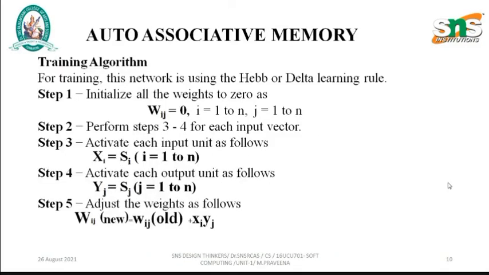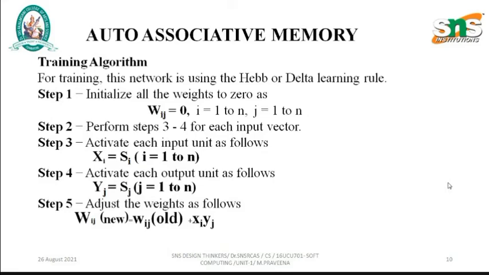Next, there is a training algorithm for auto associative memory. First we have to initialize the weights to 0, that is w_ij = 0 for i = 1 to n and j = 1 to n, because it consists of n inputs. Next, perform steps 3 to 4 for each input vector.